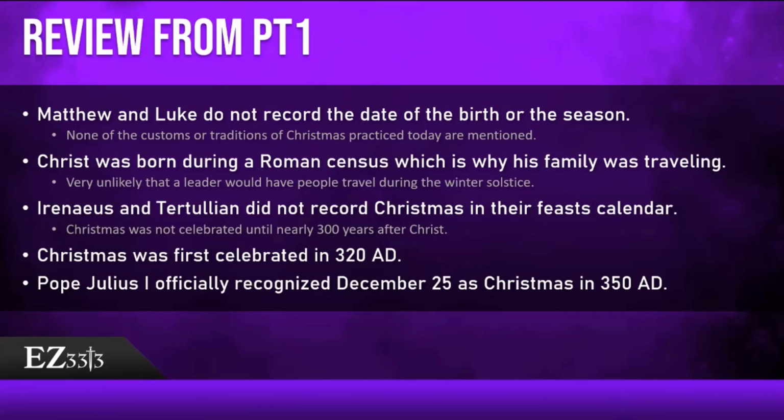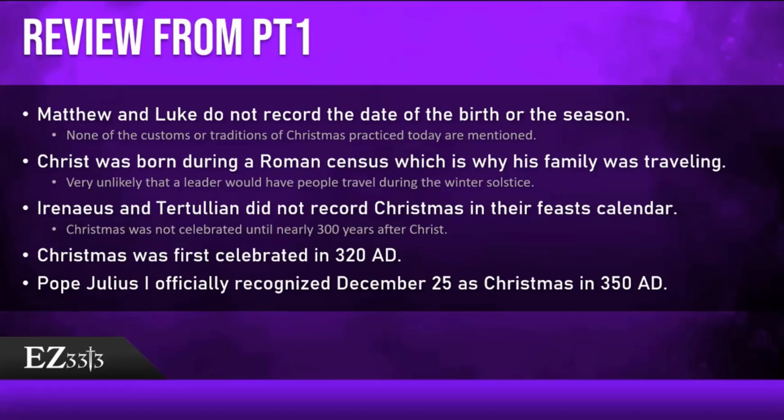Irenaeus and Tertullian did not record Christmas in their feast calendar. So Christmas, we found out, was not actually celebrated until nearly 300 years after Christ. It was first celebrated in 320 AD, but the calendar that Tertullian and Irenaeus had has no record of it in their times. Tertullian and Irenaeus were around in 175 AD. If Christians were practicing this feast every year on the 25th, they would have had it on their calendar. The first time it shows up in the calendar is in the 320s, though.